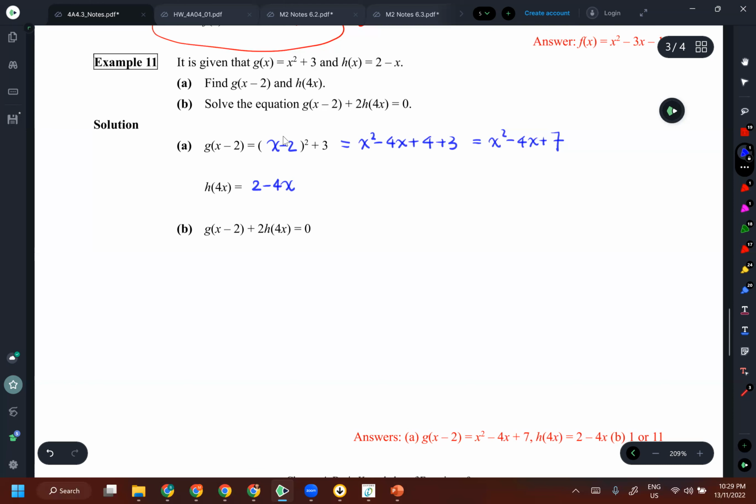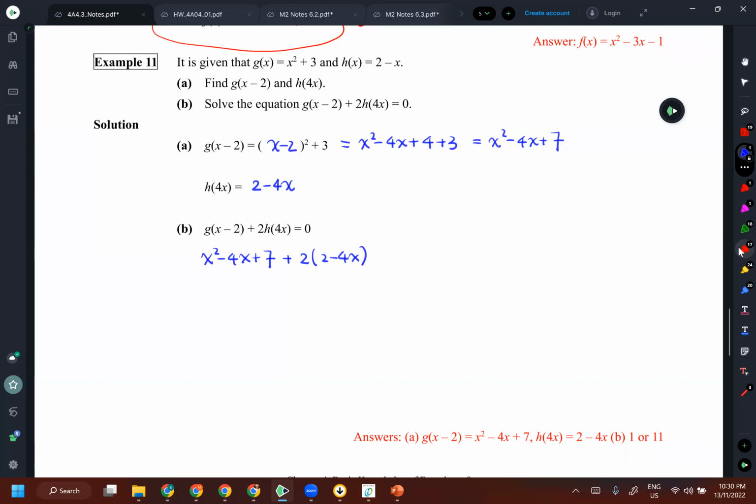Part B. Solve the equation g of x minus 2 plus 2 times h of 4x equals 0. This one, when you put these two new functions together and then require the sum to equal 0, then this thing is no longer a function but an equation. Let me do the substitution. G of x minus 2 is x squared minus 4x plus 7. H of 4x is 2 minus 4x, but you need to multiply the function by 2.